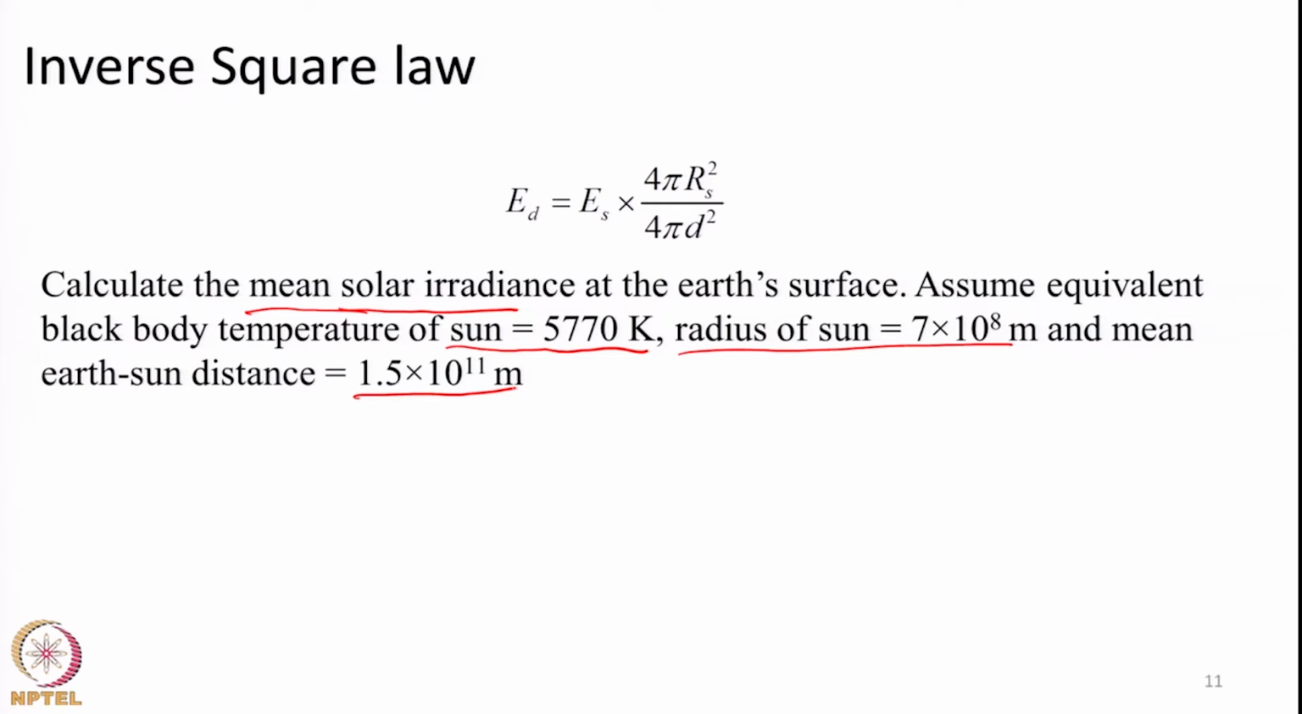So, what is being said? The sun is emitting some amount of energy; calculate the energy that will reach the earth surface per unit meter square of area. Let us see how we are going to calculate. First step, we have to calculate the radiant flux density emitted by the sun.